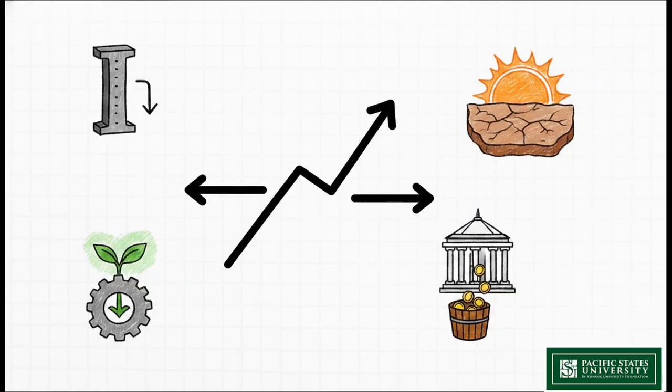Switching gears back to the suppliers. Supply shifts are entirely different. They are primarily driven by one thing: the underlying cost of production. If input prices fall, say there's suddenly an abundance of cheap steel available for auto manufacturers, their costs drop, their profit margins expand, and the entire supply curve shifts right.